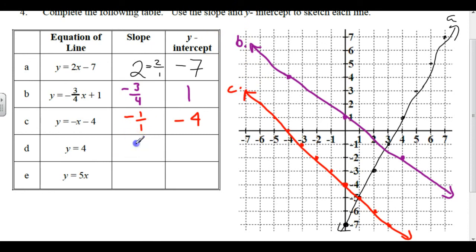Y equals 4, so the slope is 0, the y-intercept is 4. This is a horizontal line drawn where y is equal to 4, and that's D.